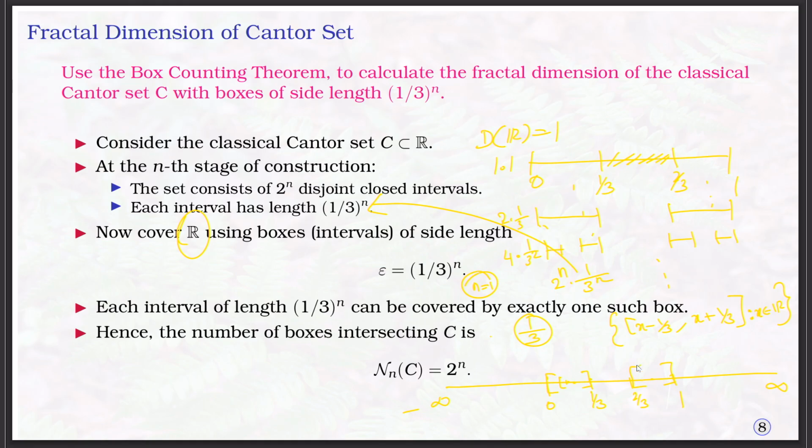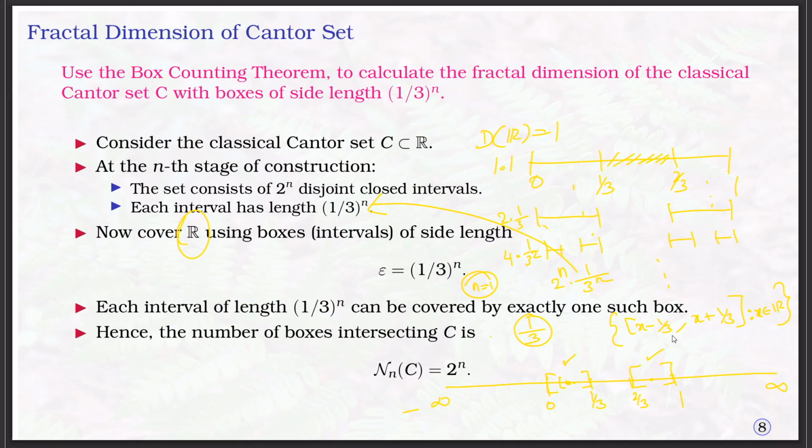There are two boxes, because you may get 4 boxes also covering with the same side length, that means the same interval length, whereas we need to take the minimum among all the covers. So, if you take the midpoint, then exactly 2 boxes are needed to cover the sets 0 comma 1 by 3 and 2 by 3 comma 1. Therefore, only 2 boxes are needed.